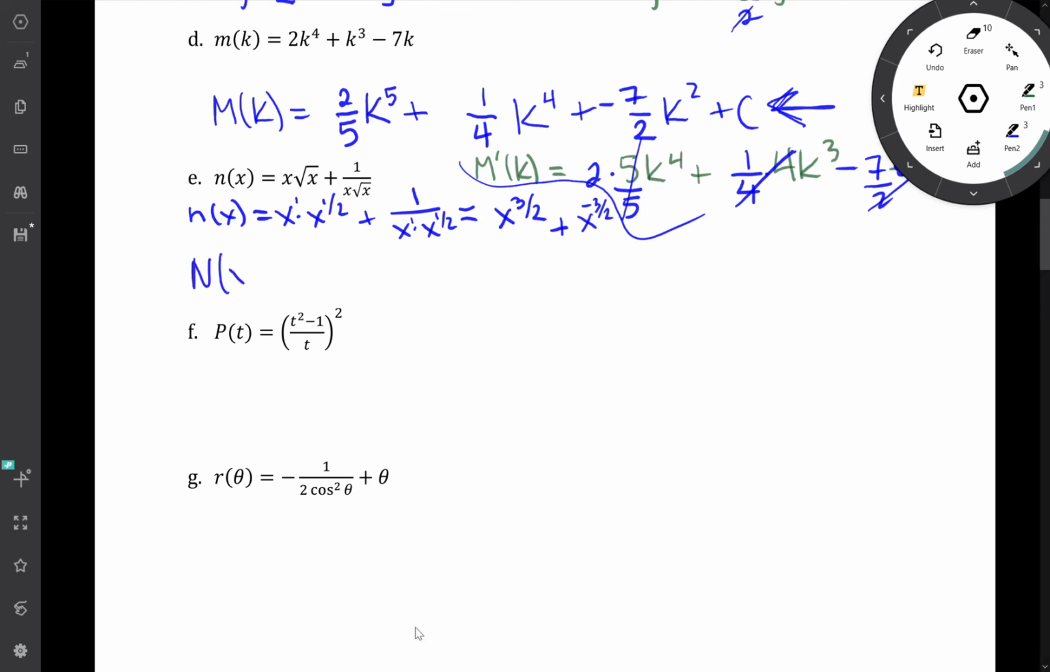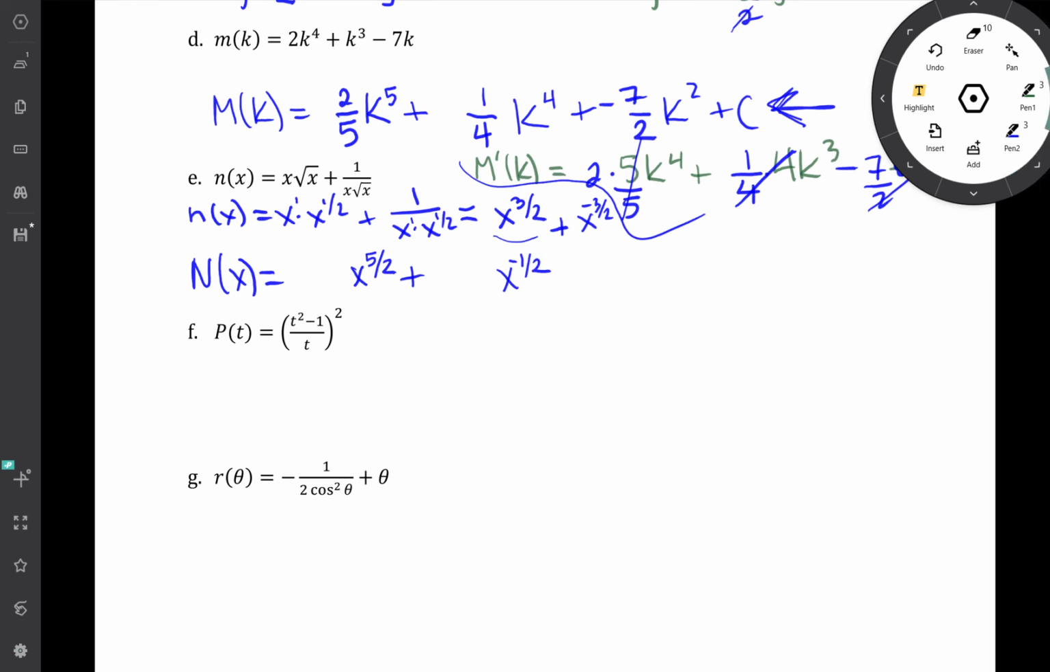Its antiderivative, I would say if I'm going to end up with an x to the 3/2, I'd better have started with an x to the 5/2. Powers drop by 1 when you take derivatives. And if I'm going to end up with an x to the -3/2, I better have started with an x to the -1/2. Again, just increasing my power by 1.